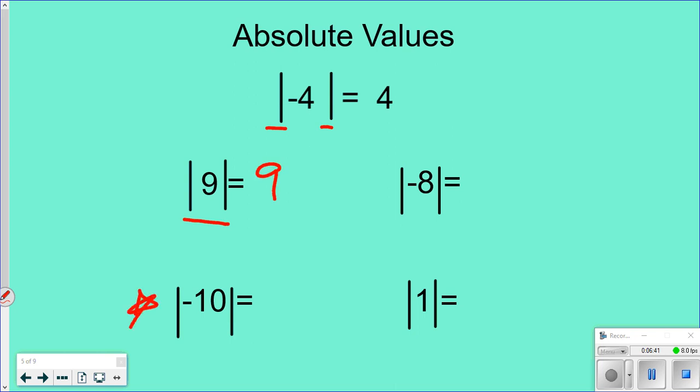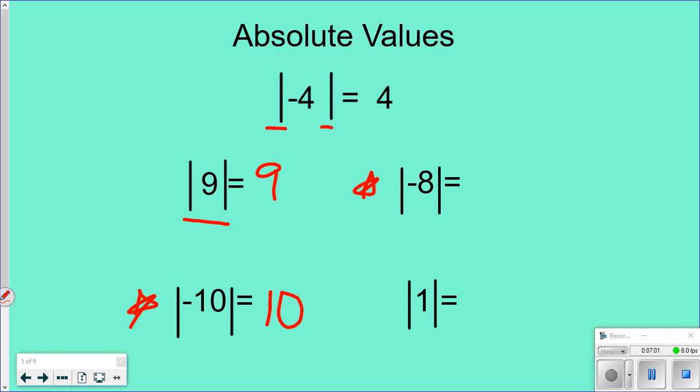If I go down here, what's the absolute value of negative 10? Well, how many spaces is negative 10 from 0? So the answer is 10. Notice how every single answer to an absolute value problem is a positive number because it just wants to know how many spaces it is. It's not the opposite, it's how many spaces.